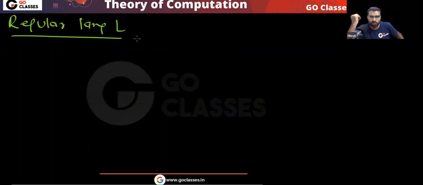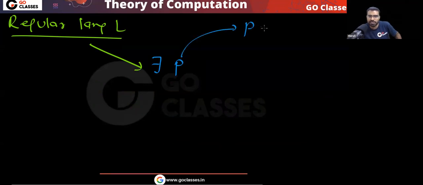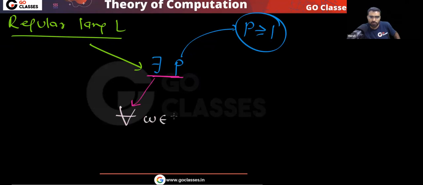Did you understand? Please tell me. It is simple. You have a regular language. If there is a regular language, then there exists a magical number. I can say there exists a magical number such that for every W which belongs to L and whose length is greater than or equal to P, for every such W, what will happen?